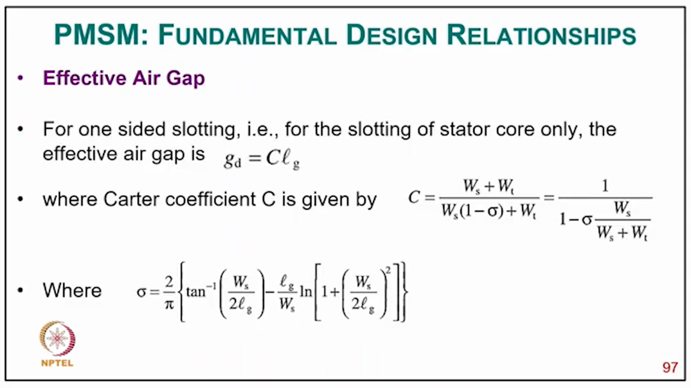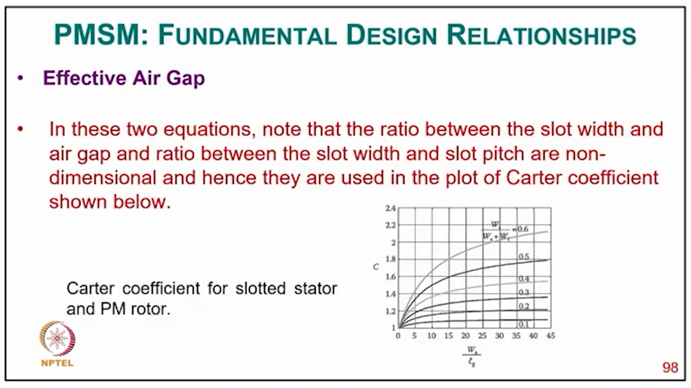So for the effective air gap, for one-sided slotting, that is slotting of the stator core only, the effective air gap is g_d equal to C times Lg, and the Carter coefficient C is given by C equal to (Ws plus Wt) divided by (Ws(1 minus sigma) plus Wt), equal to 1 upon (1 minus sigma Ws upon (Ws plus Wt)), where sigma is equal to (Ws upon Lg) times [tan inverse (Ws upon 2Lg) minus (Lg upon Ws) log of (1 plus (Ws upon 2Lg) square)].